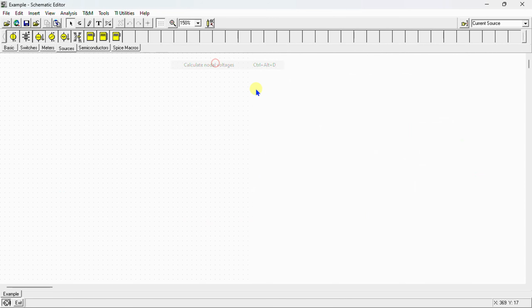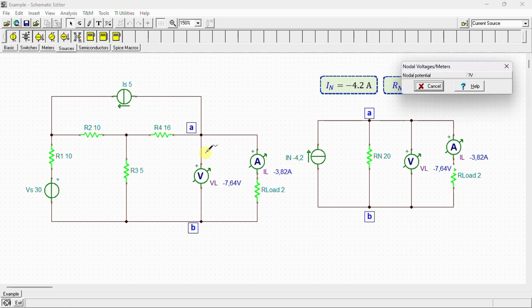DC analysis, calculate nodal voltages. We can see here that the voltage across the load resistor in the original circuit is equal to negative 7.64 volts, and the current through the load resistor is equal to negative 3.82 amps. And in the Norton's equivalent circuit, the voltage across the load resistor is negative 7.64 volts, and the current through the load resistor is equal to negative 3.82 amps.